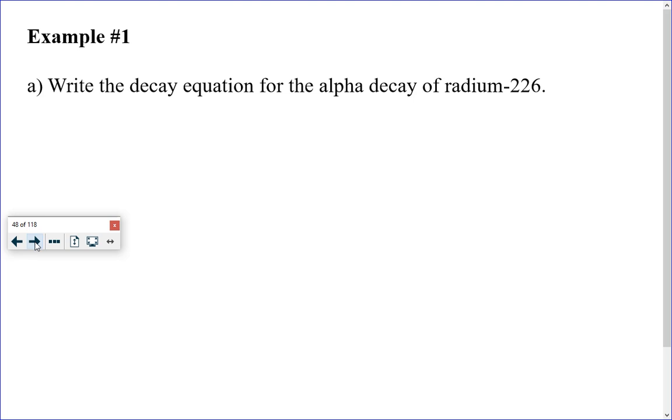So we start off by writing the symbol for radium. We put 226 here, and we put 88 here because radium is atomic number 88. This is just like chemistry. This is what we have before. What do we have after? Well, we have an alpha particle after. And what else do we have?